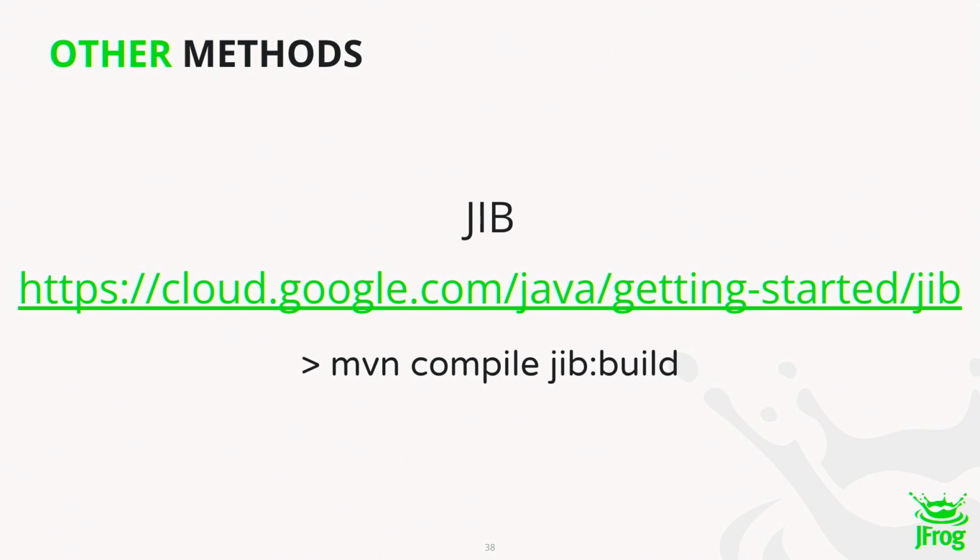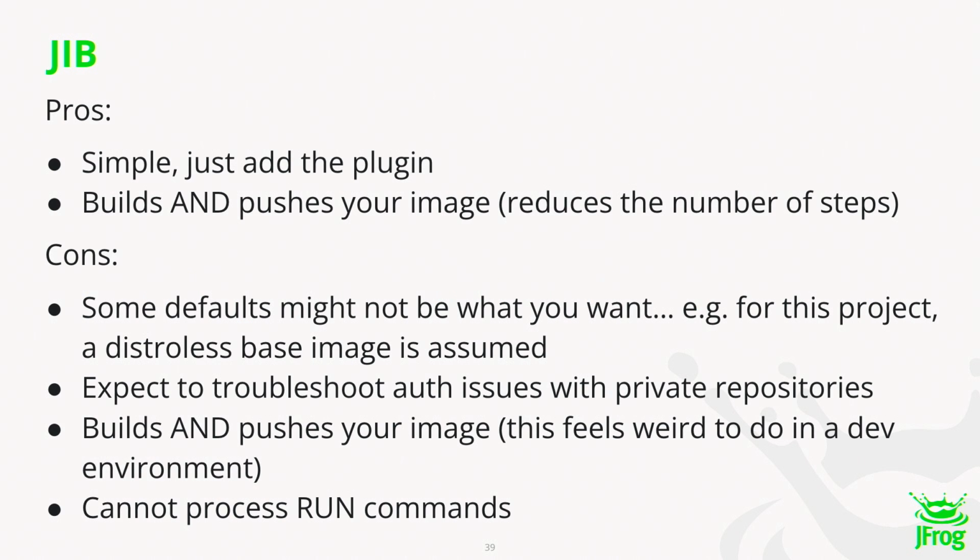Jib is another method. This one you can actually use and not have to have a Docker daemon on your machine. Some really like that idea, not having to rely on Docker. You can just add the plugin. One thing it does, though, is it builds and pushes the image to your repo. That reduces the number of steps you normally have to take. But pay attention to the defaults. Some might not be what you expect. For example, a distroless base image is a default for Jib. You can change that. I had some issues with accessing private repositories, so be ready to spend some time there.